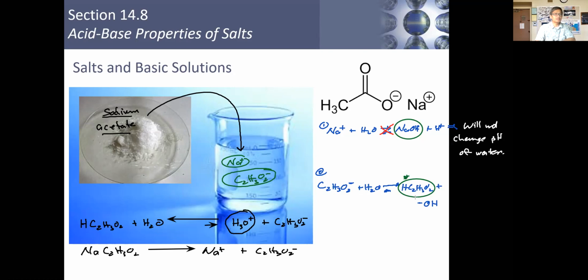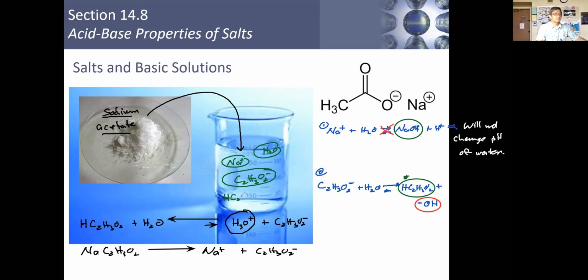Now, because the equilibrium for acetate and acetic acid favors the left-hand side, whenever this forms, the reaction will not shift back to the left as much. There won't be as much of the acetic acid going back to the acetate ion and water. So what you will have floating around in this water are sodium ions, some acetate ions, and obviously water.